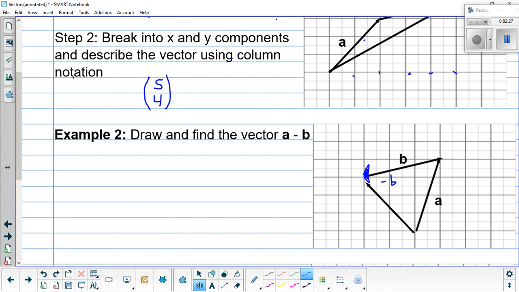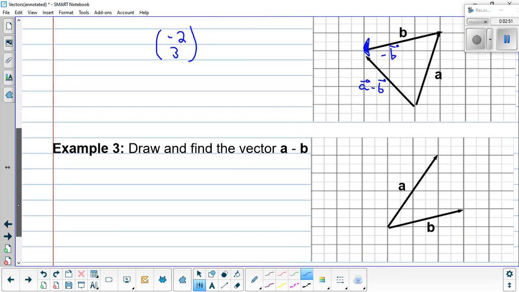One thing I forgot to do up top was label. So make sure you label A minus B. Okay? And we can write that out as, well, we're going 2 left, so that's minus 2, and we're going 1, 2, 3 up.